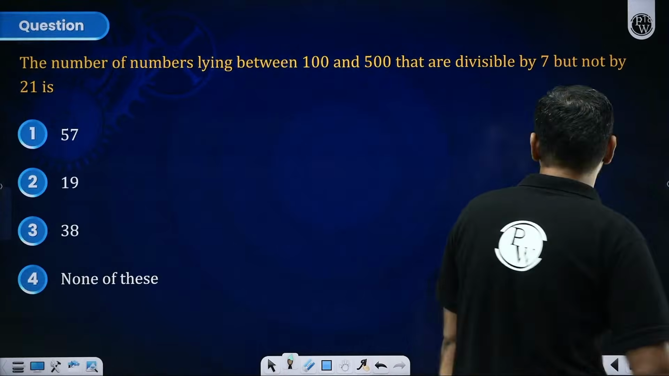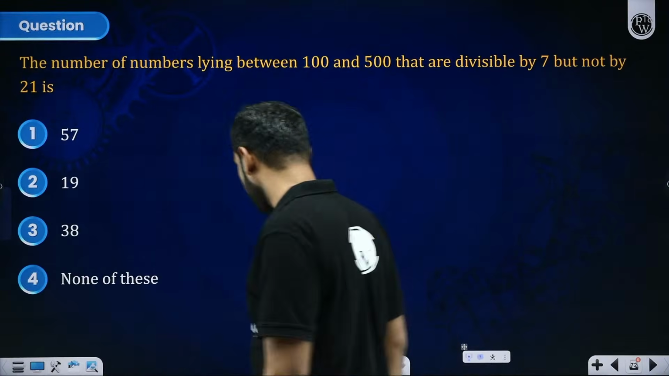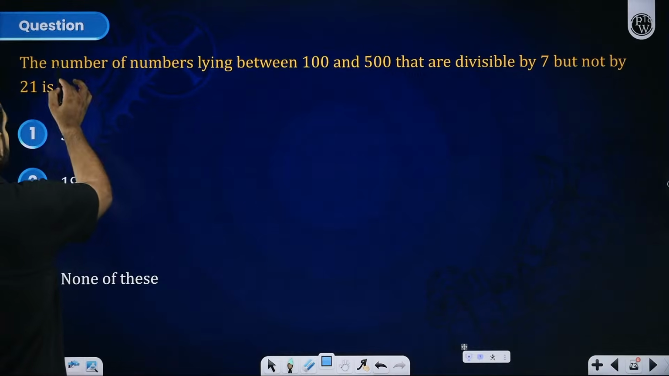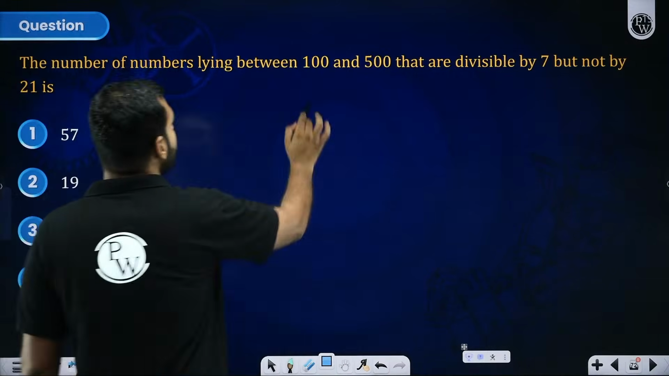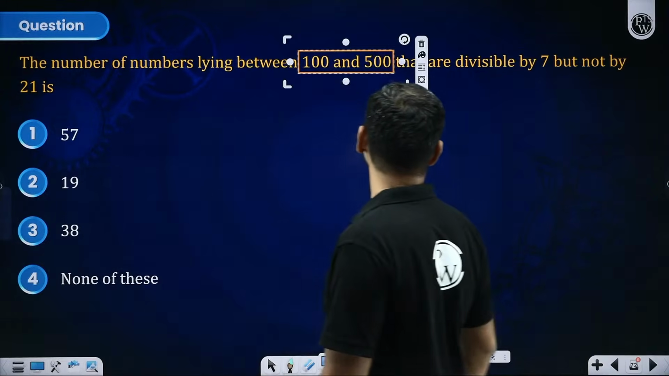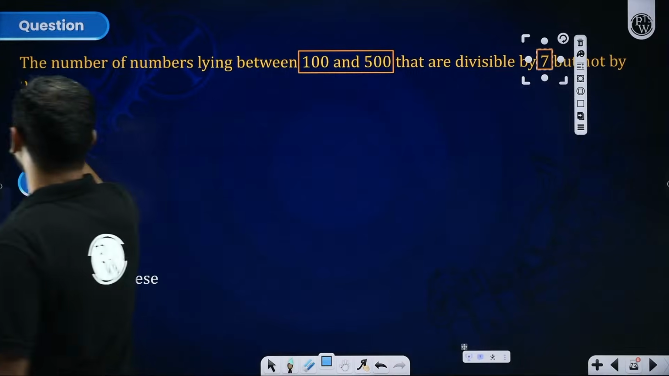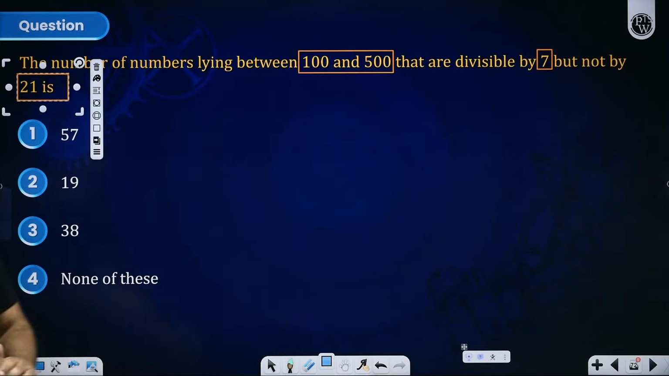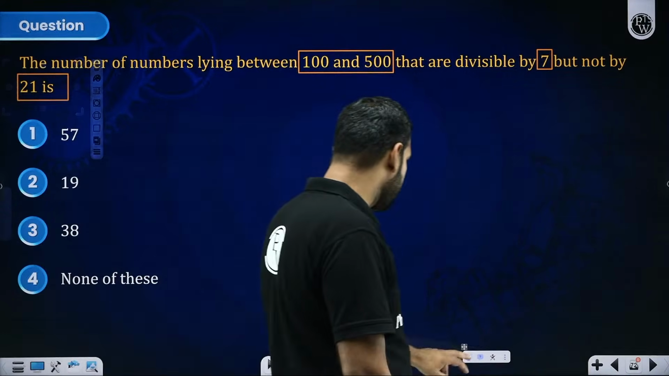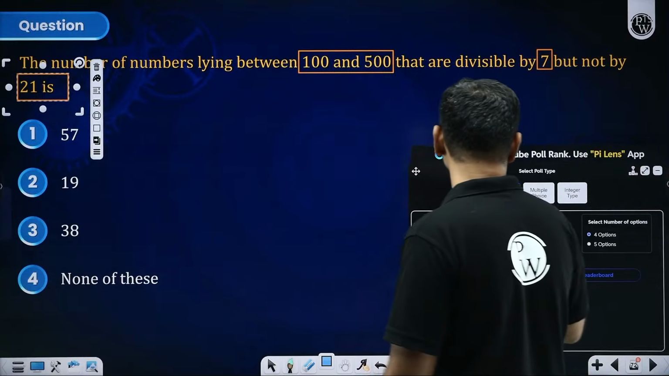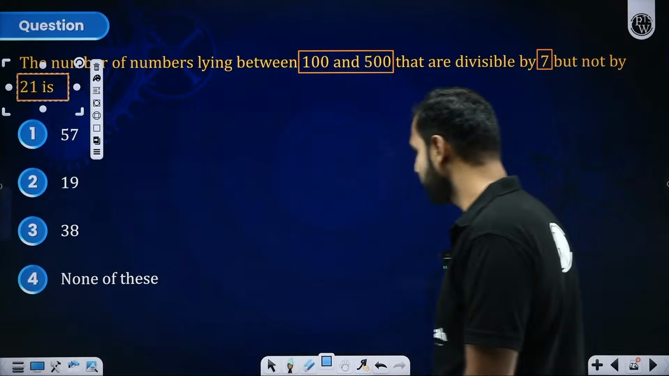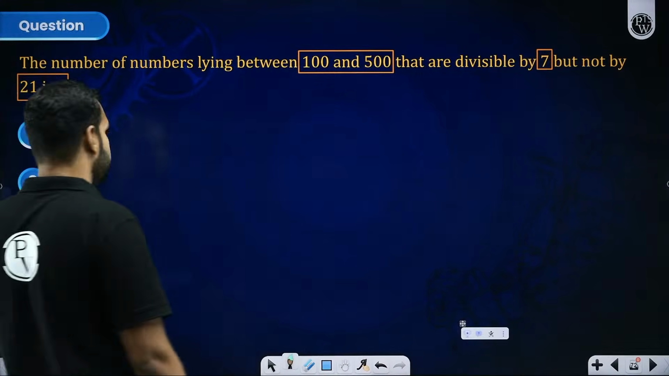Now I'll come back to this question. Pay attention. It is again a very beautiful question. How do you solve this? Number of numbers lying between 100 and 500 that are divisible by 7 but not 21 would be how many? Okay, that's a good question. How do we solve this? By the time I'm solving it, I'll be really happy if some of you could participate in this poll and tell me the correct answer.